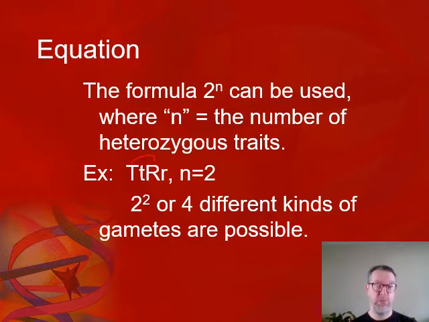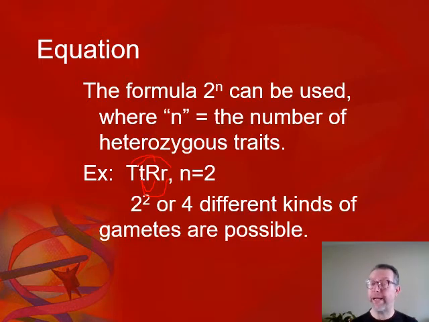Big T, big R, that's one type of gamete. Outer, big T, little r, second type of gamete. You can also have a little t, big R, inner, or you can have the last of each pair, little t, little r. So 4 different types of gametes.